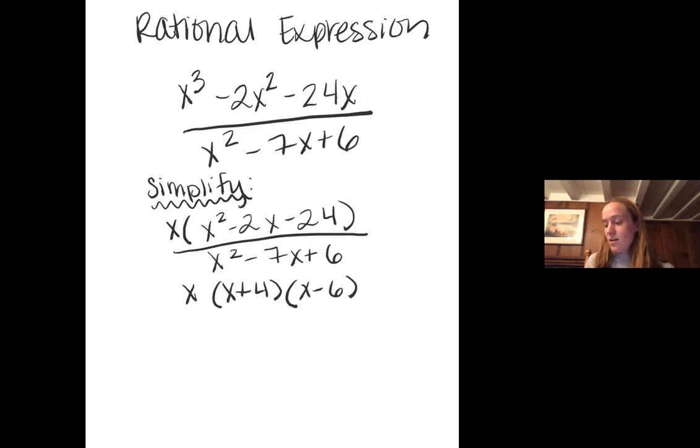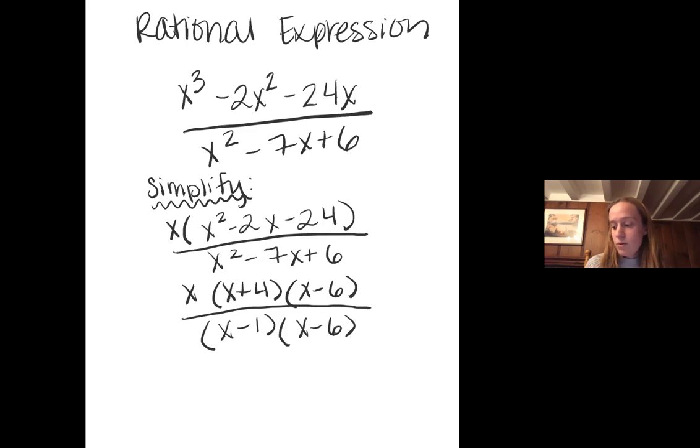Because if you notice that 4x minus 6x gets us to -2x, and 4 times -6 equals -24. And then over, we get x minus 1 and x minus 6, because -1 plus -6 equals -7, and -1 times -6 equals 6. And then do you see anywhere where we can reduce this? So we can cross off this polynomial term. And then that leaves us with x times x plus 4 over x minus 1, and we have reduced it as much as we can.